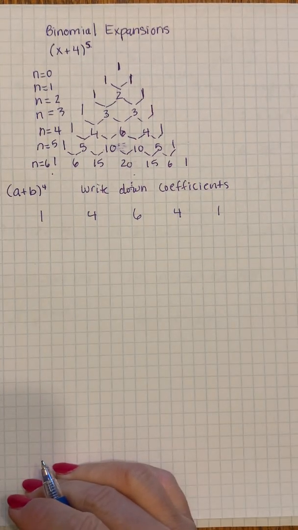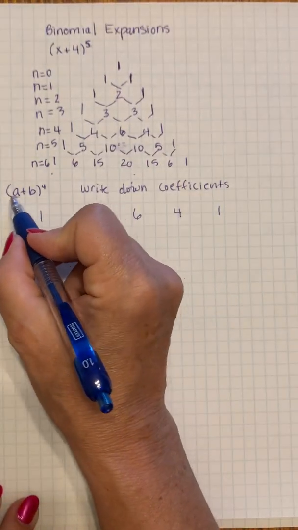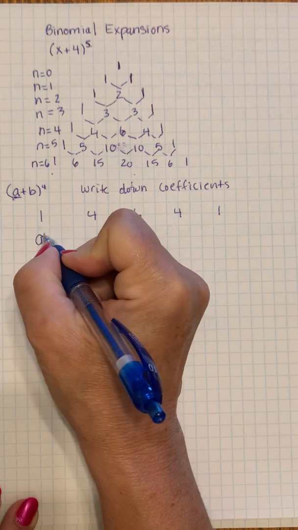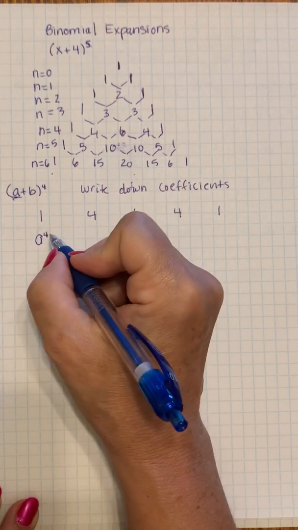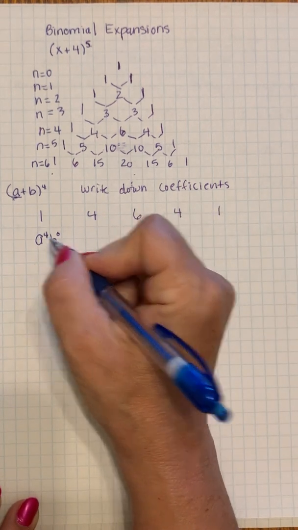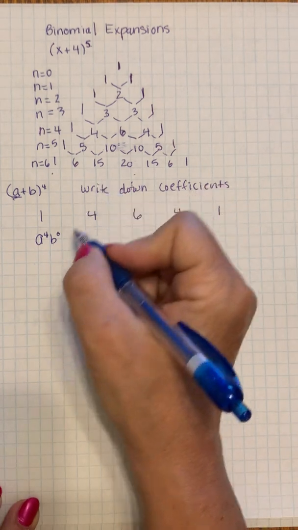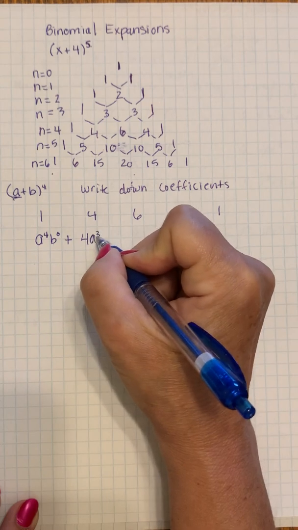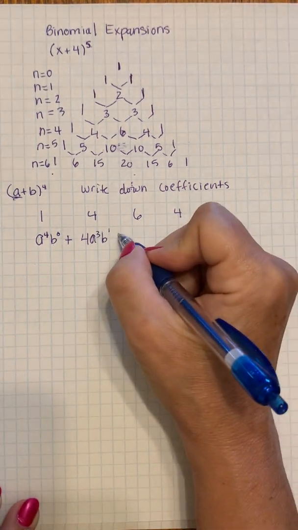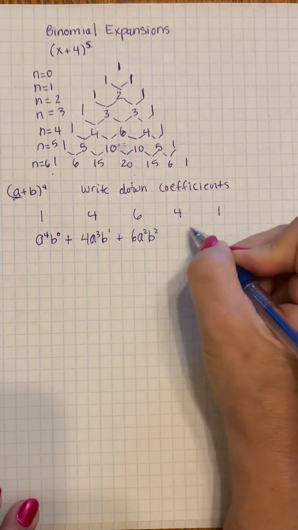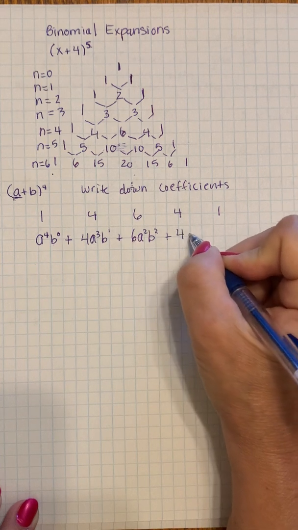Now the next thing that you do is with the first one, you start with this one being raised to the total power. So this would be a to the 4th. And then this would be b to the 0. Now what we're going to do is subtract 1 from the a's and add 1 to the b's. And since this is plus, all of these will be plus signs in between. So the 4 comes down. This is a cubed, b to the 1st. Plus 6a squared, subtract 1, add 1. 4a to the 1st, b cubed.